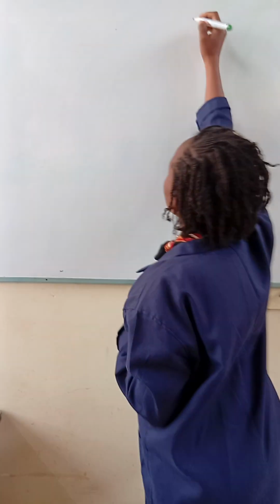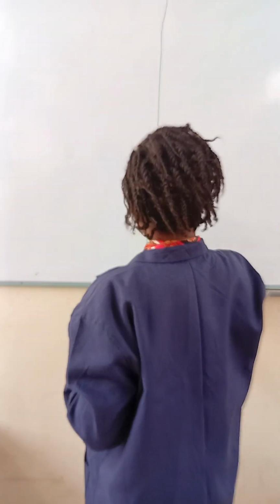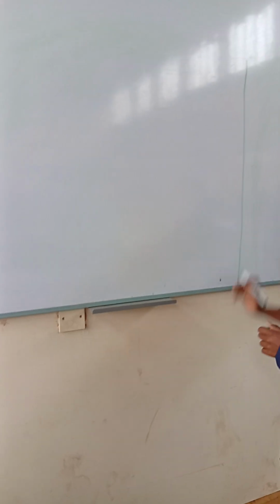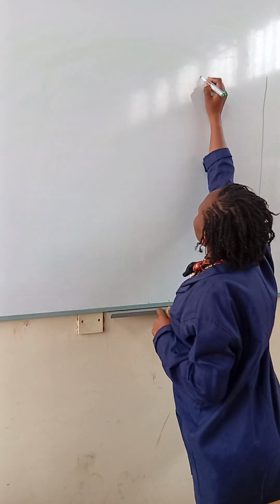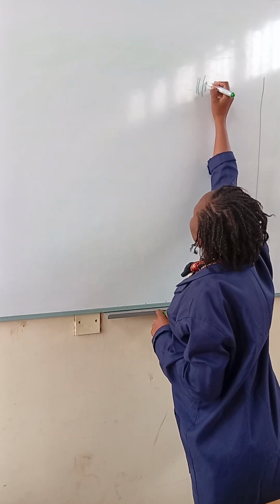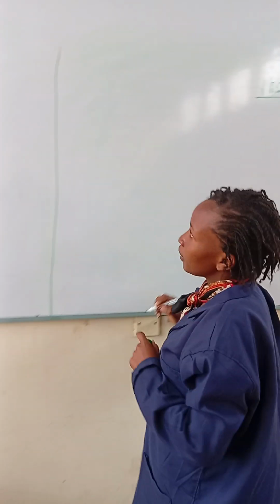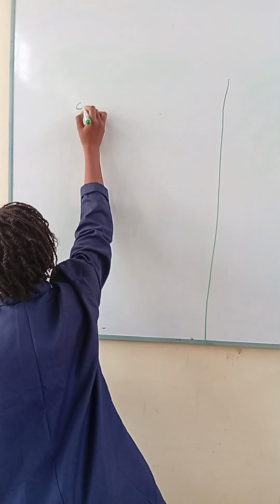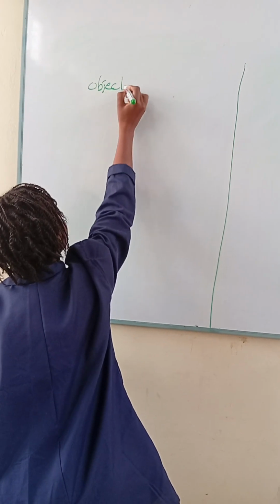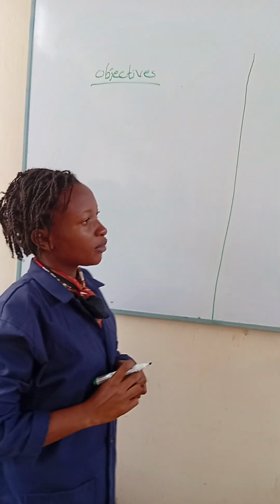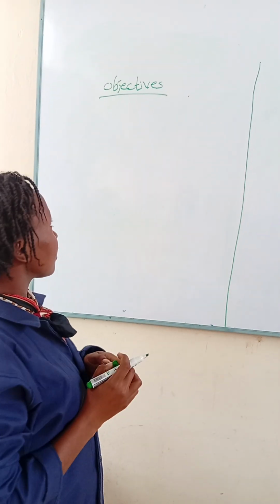We have the first column, we have the second one, and we have the third one. Then we have the dates. We have the objectives here. And when we talk about the objective, it is the main thing that we're going to study this day.